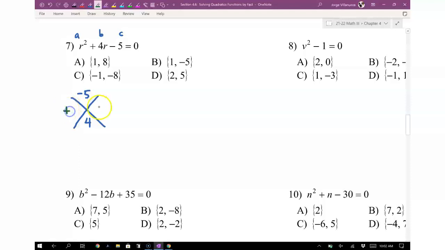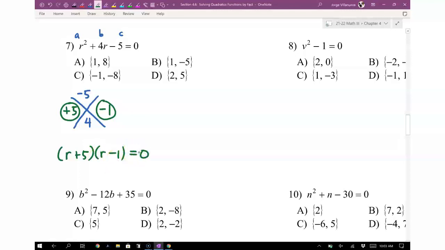One of them will be positive, then one of them will be negative. What two numbers? 5 and negative 1. Good. So 5 and negative 1. Do I have to divide 5 and negative 1? No, right? Why? Because A is 1, right? If A is 1, there's no need to divide. So here's my answer: R plus 5, R minus 1 equals 0, right?